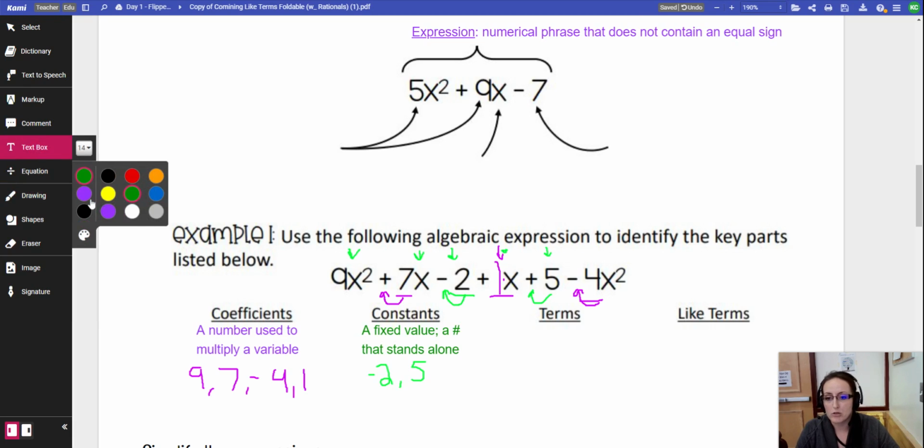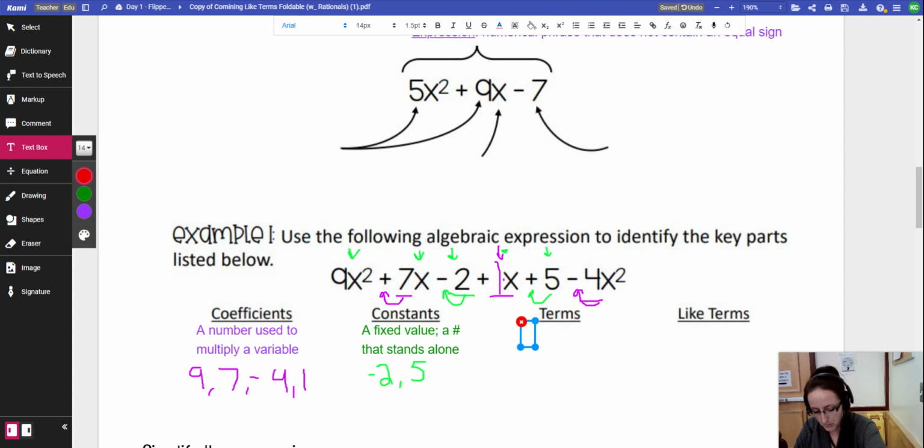Now let's talk about terms. Terms. The definition of terms: terms are separated by addition or subtraction.